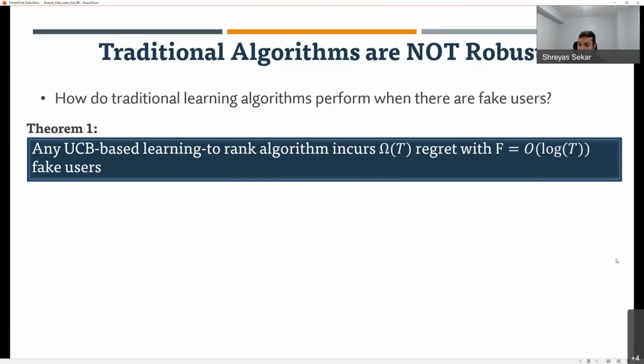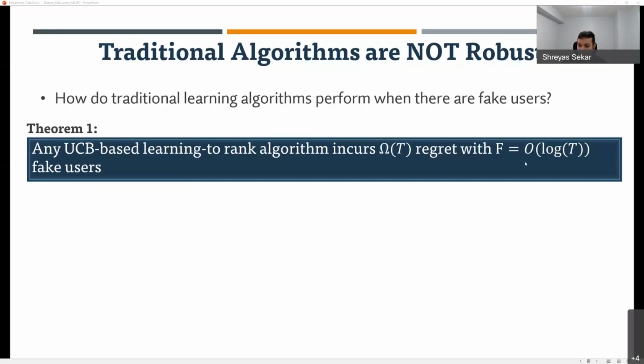And the first result that we have is somewhat surprising. What we show is that these UCB type algorithms, and not just UCB, any algorithm that uses UCB like ideas, and we formalize this notion in the paper, incurs terrible regret even with just log T amount of fake users. Okay? Now remember, our goal here is to get the regret to be as small as possible. So in particular, I want the regret to be constant or logarithmic in T. But what we have here is regret that's linear in T. And it turns out to get this linear regret, I only need a small amount of fake users. Pretty surprising but powerful result.